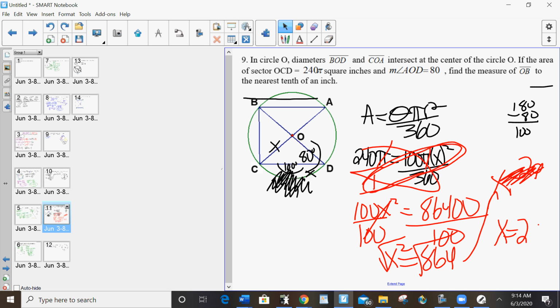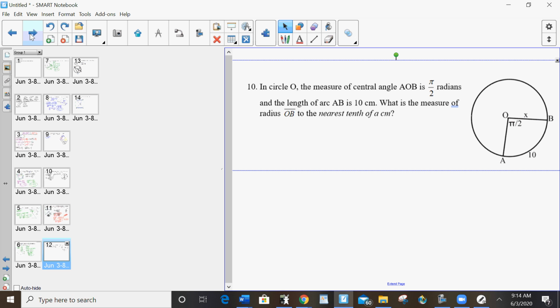X equals 29.4. So whether it's asking for the area of a sector or giving you the area of a sector, A equals theta pi r squared over 360. Now this one is talking about the length of the arc. Arc length is short. Again, there are so many little rules you need to know. As long as you know them, it's not bad. So S is the arc length, which in this case is 10. Theta is the central angle, which is pi over 2. R is what I'm trying to find.